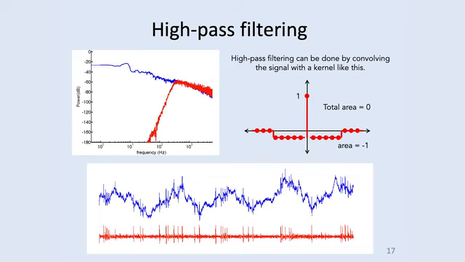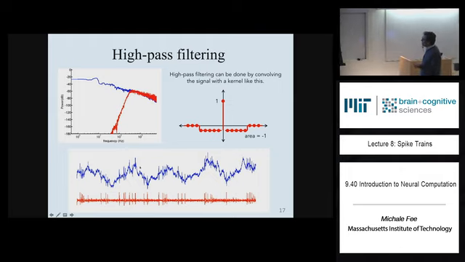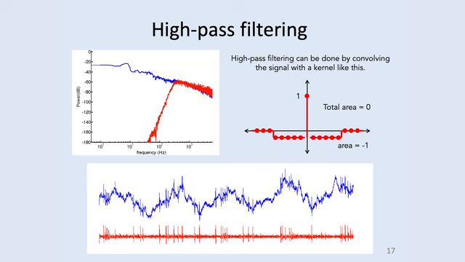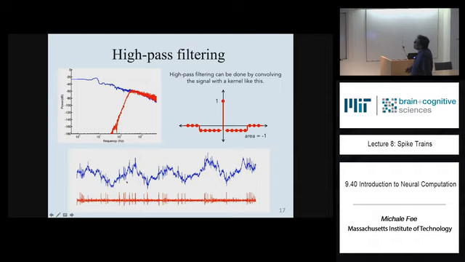Now, how would we high-pass filter? How would we extract out these high-frequency components from the data and throw away the low-frequency components? Well, one way to think about this is that we can get rid of the low-frequency elements simply by subtracting off the low-pass signal that we just calculated. So how do we do that?